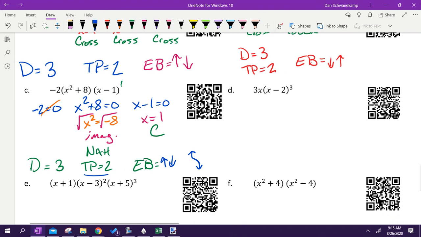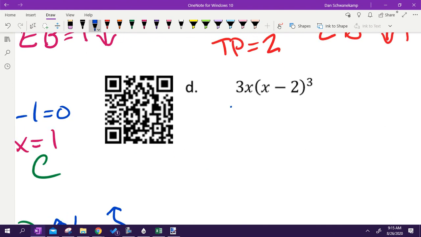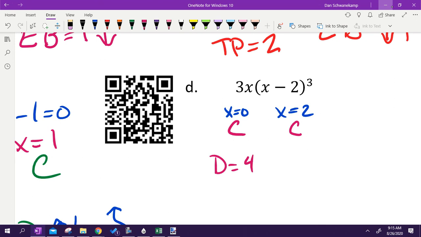Okay. Letter D. We're going to do it quickly because we're running out of time. So set that equal to 0. Set that equal to 0. At 0, touch or cross? Cross. At 2, touch or cross? Cross. The degree is going to be 4. Okay, 4. I wanted to not write that, but that was the correct answer.